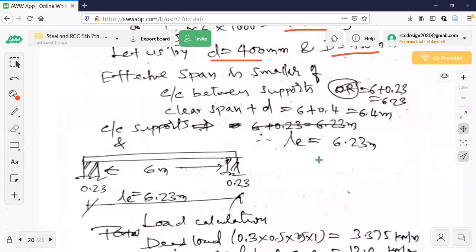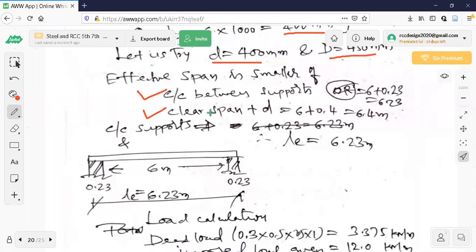How to calculate it? You observe. Center to center between the supports. Effective span is smaller of these two. Smaller of this or this. Whichever is smaller, that becomes effective span. First one is center to center distance between the supports, which means center of this support, center of this support. So this is one possibility of effective span.